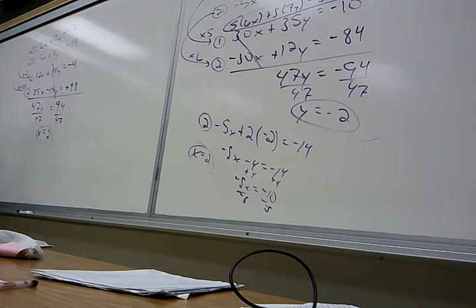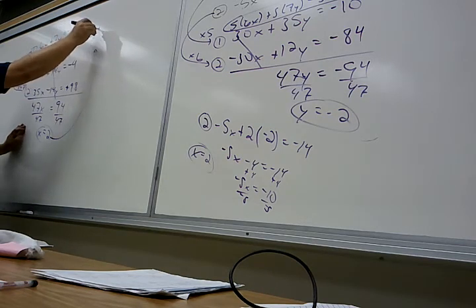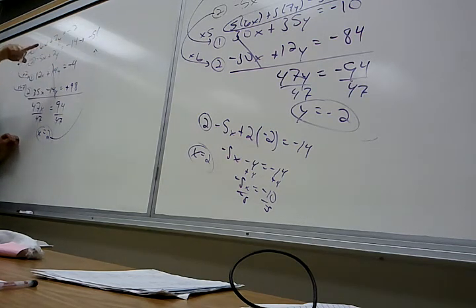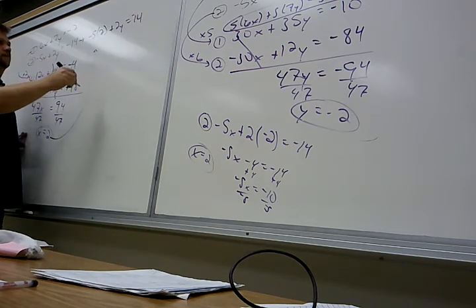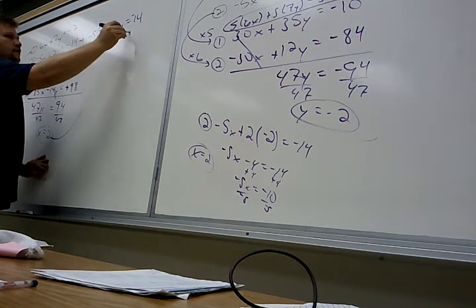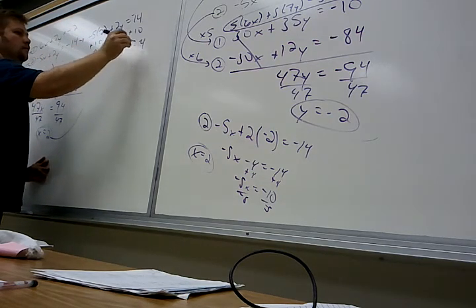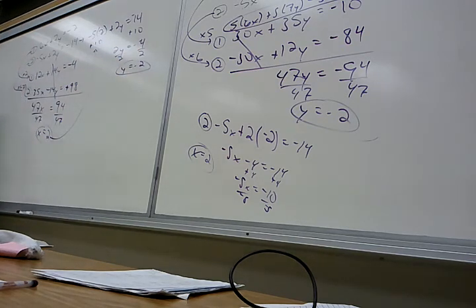So far, are we looking good? Same thing we got over there, thank God, right? And now that you got 2 for x, you can plug it into either one of these and solve for y. Right, so I can plug that 2 back in. Let's say I plug it back into this guy. -5 times 2, because x is 2, plus 2y equals 14. Add 10. Divide by 2, y is -2. Thank God. 2, -2, just like we got before.